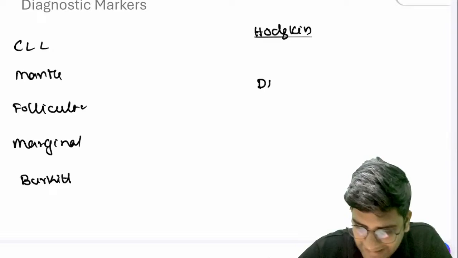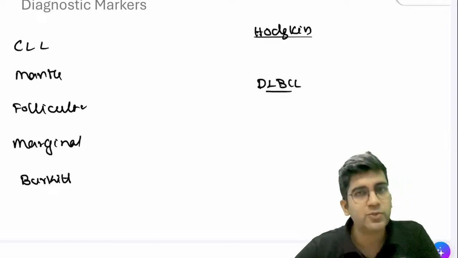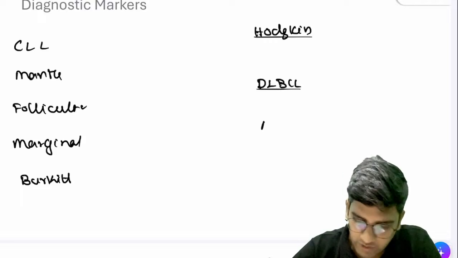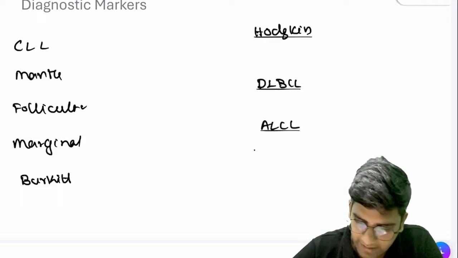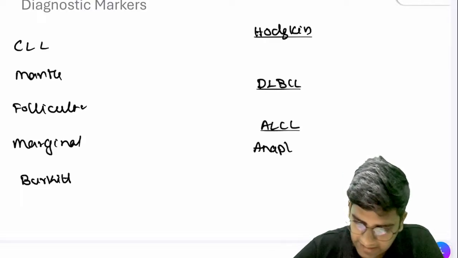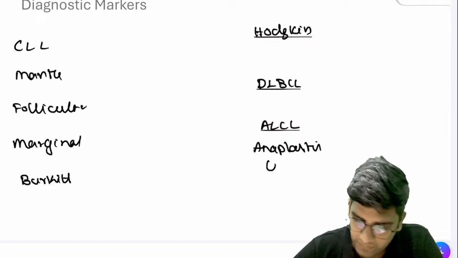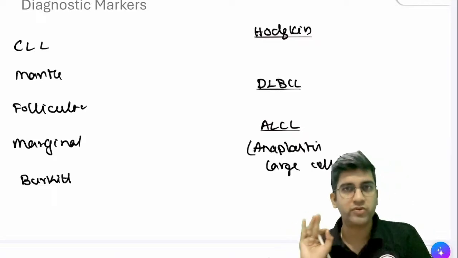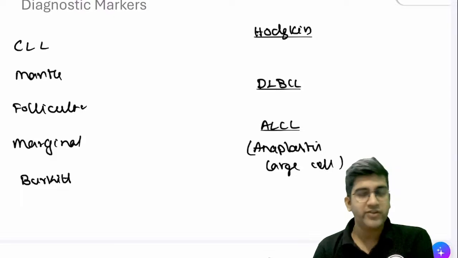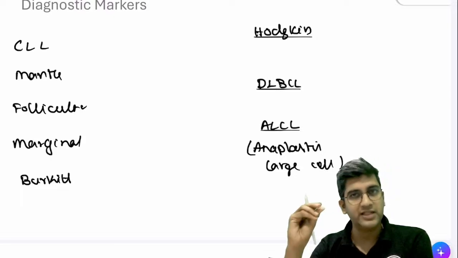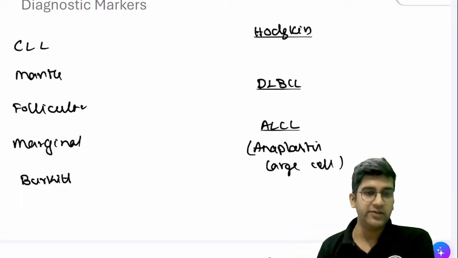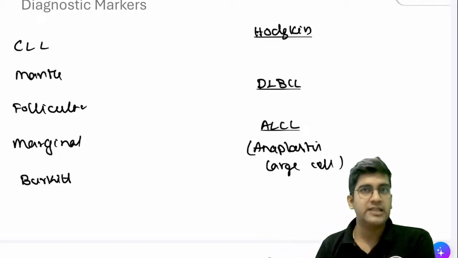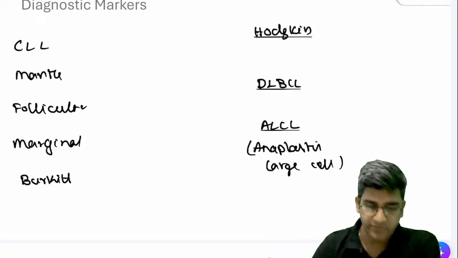And we have something called DLBCL. Have you heard about DLBCL? Diffuse large B-cell lymphoma. There's also ALCL, which is anaplastic large cell lymphoma. I'm going to tell you clues for each of these lymphomas. If the question comes in the form of a clinical scenario, this clue will be present by default, just classical clues. Take a screenshot of this table and read it the day before the exam, fine?